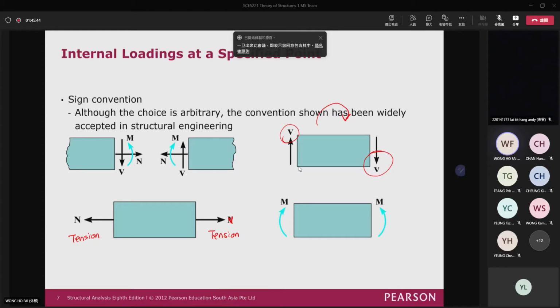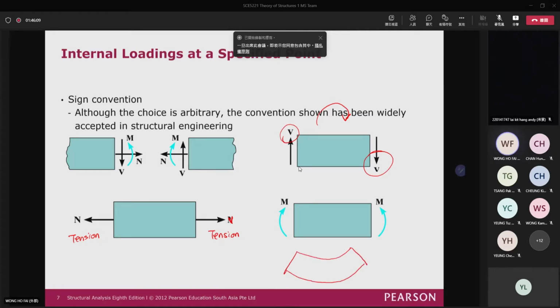And then for the bending moment, again, we don't use counterclockwise or clockwise as positive. Instead, we say that if the moment makes the section bend concave downward, you can see that this section is under the action of positive moment, and it will be something like that.